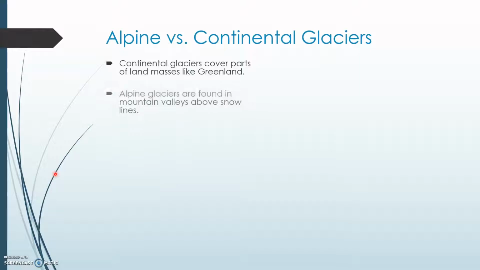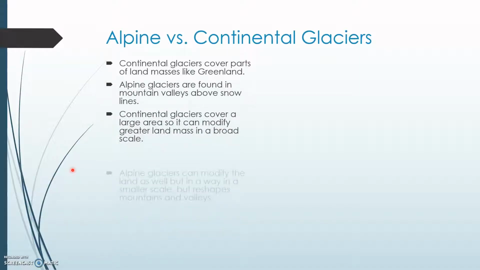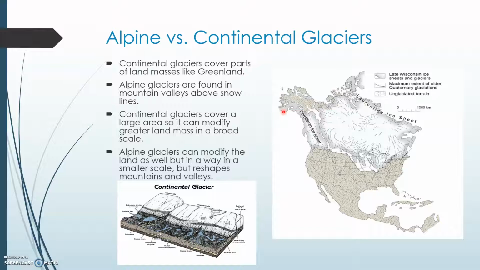Alpine versus continental glaciers. Continental glaciers are very big, and they cover huge land masses. Alpine glaciers are found in mountain valleys above snow lines. I would say continental modifies land on a greater scale than alpine, so I would say continental affects landscape a little bit more. So you can see here, North America used to be one huge glacier, and that's kind of how the hills were formed in the Midwest.